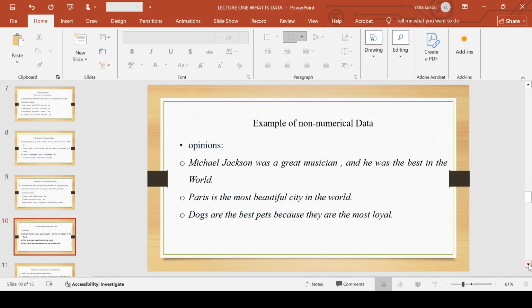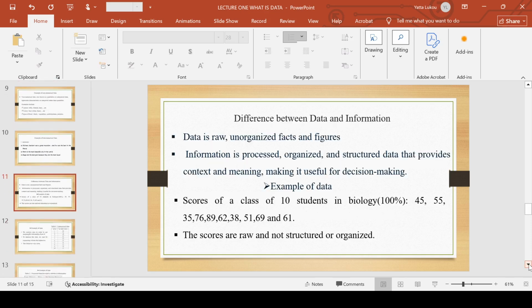For example, Michael Jackson was a great musician and he was the best in the world. So here, this is an opinion. Paris is the most beautiful city in the world. It's an opinion. Dogs are the best pets because they are the most loyal. These are just opinions. So what is the difference between data and information?